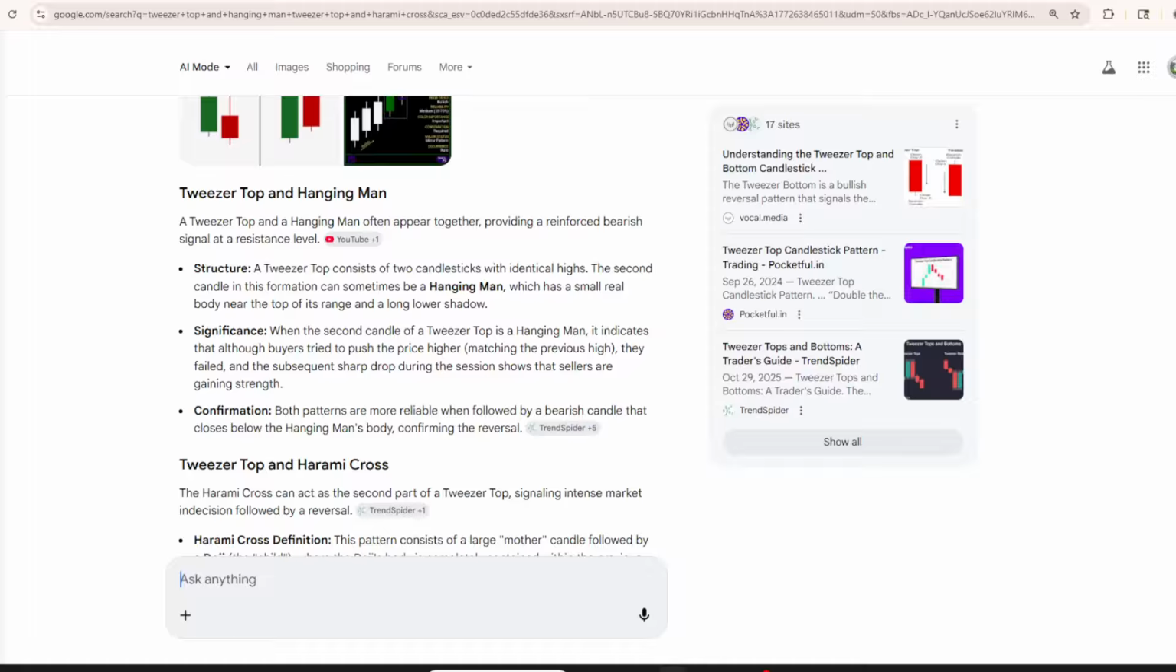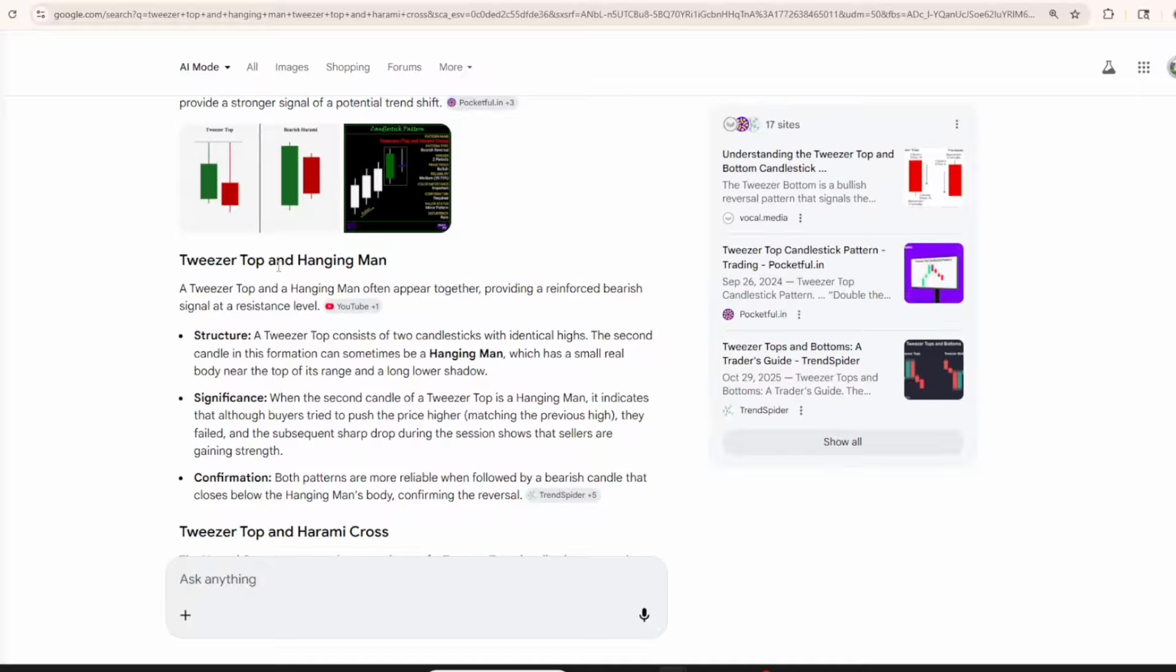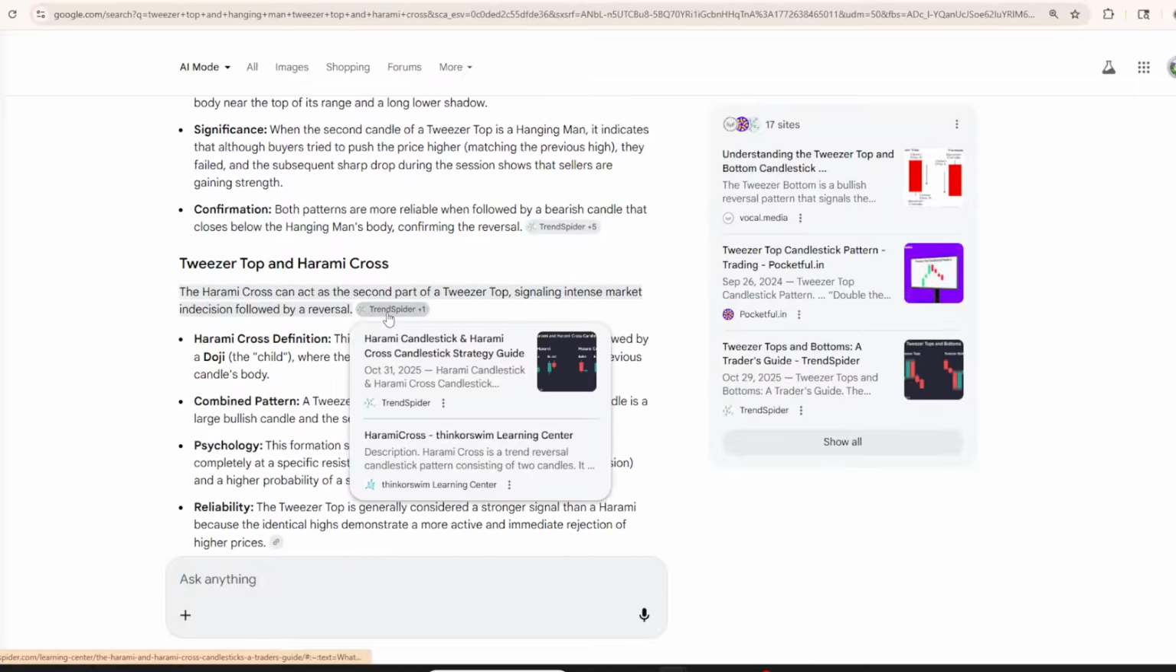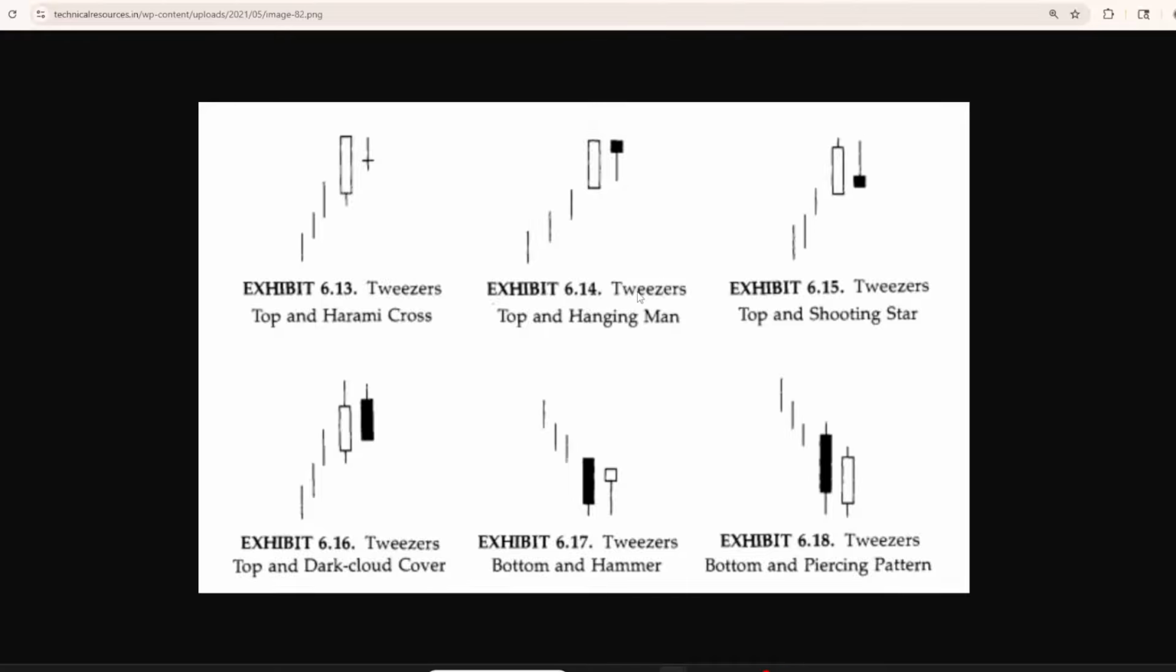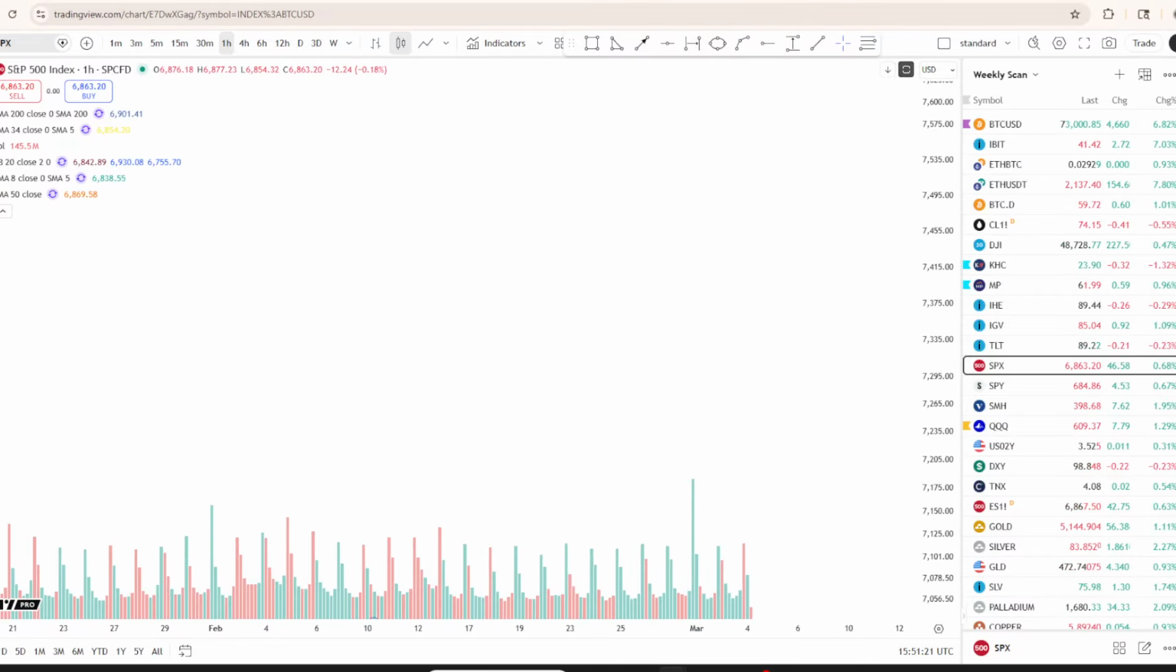For today's lesson, we're going to talk about Tweezer Top and Bottom, but with a pattern. Here's Tweezer Top and Hanging Man, Tweezer Top and Harami Cross. What are you talking about, Chads? Well, let me show you an example. This is an example from the CMT textbook. It's an interesting situation where you not only have a tweezer top, but you have a pattern with it. So first of all, what is a tweezer top?